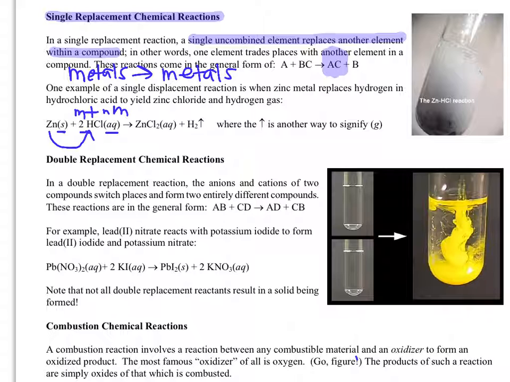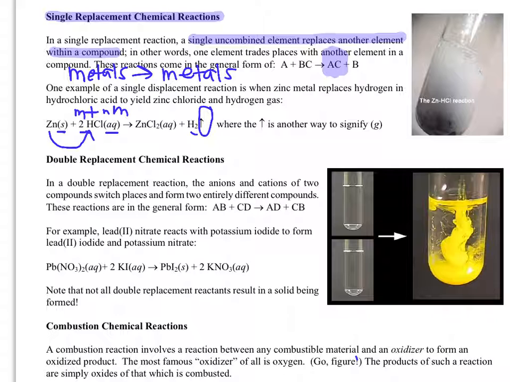Hydrogen is a diatomic molecule, meaning it only exists in pairs. So my products are zinc chloride and hydrogen gas. Notice a little 2 on the hydrogen because hydrogen is diatomic. If you happen to see this extra arrow here at the end, that simply means that a gas is given off and it's being released as bubbles.